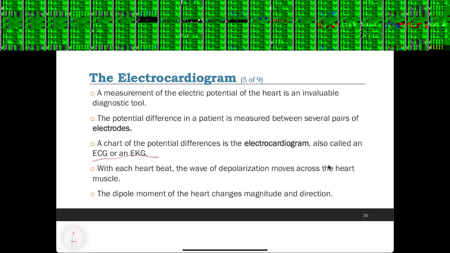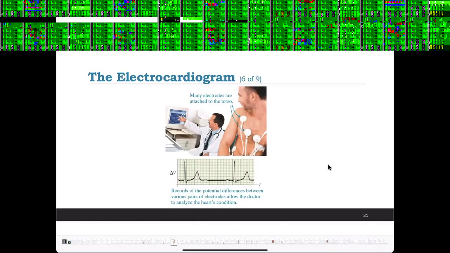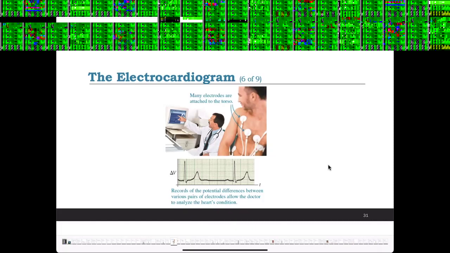With each heartbeat, the wave of depolarization moves across the heart muscle. The dipole moment of the heart changes magnitude and direction. If you do a body exam, you can see the doctor use an electrocardiogram to measure your heartbeat rate and to see if your heart works normally.